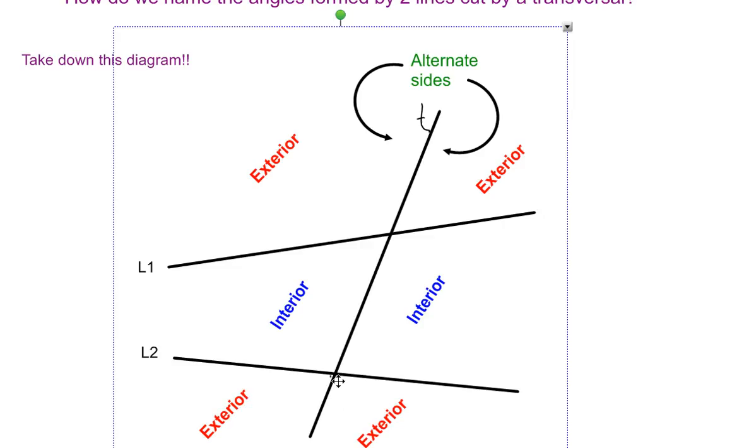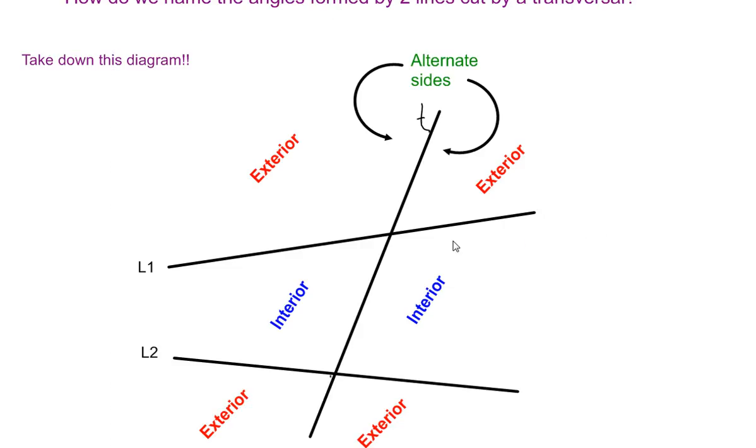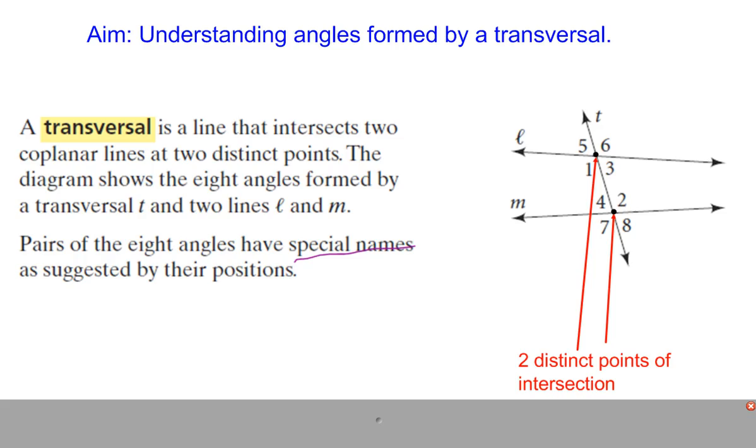Okay, again, if you do not have this in your notes, it needs to be in your notes. We will be looking for this in your notes. Okay, so let's see how we name the angles. As we said before, there are 8 different angles that are created by two lines cut by a transversal, and they all have names. Let's see what those names are.